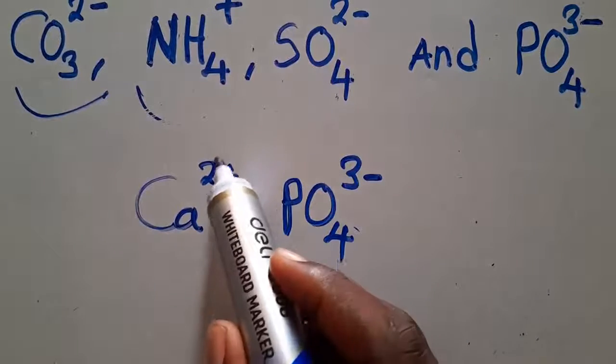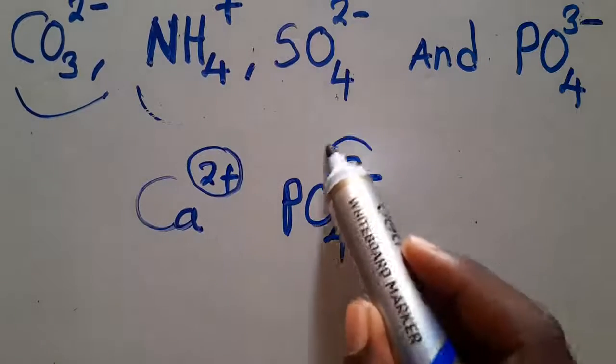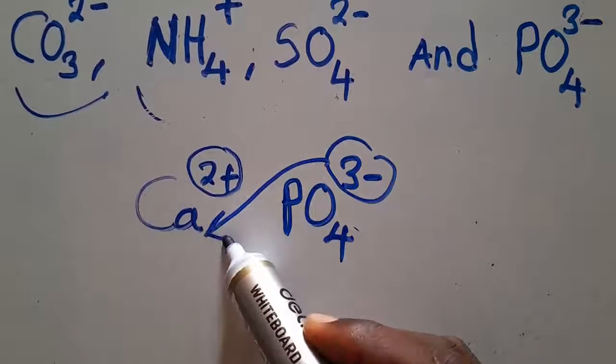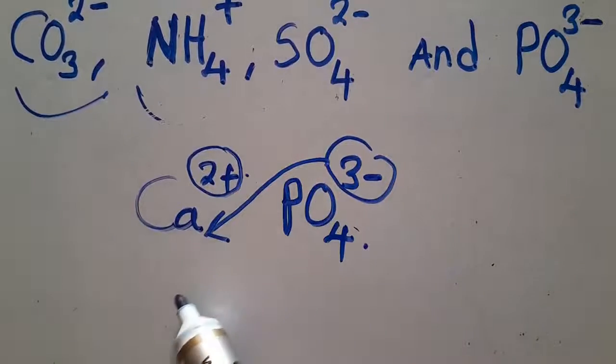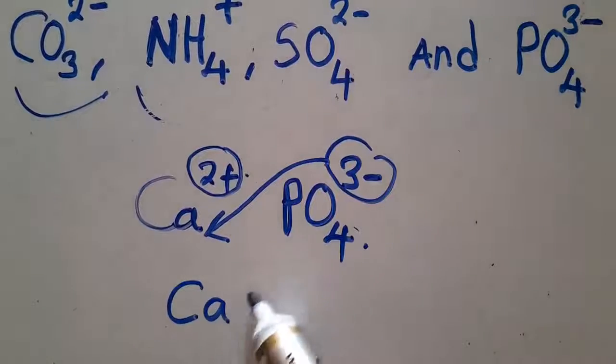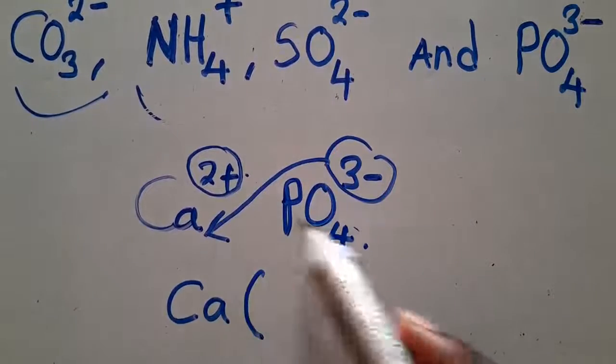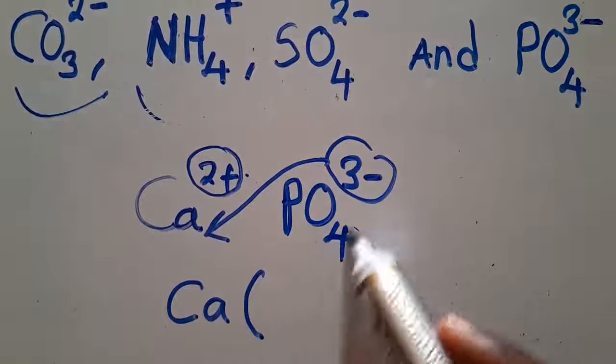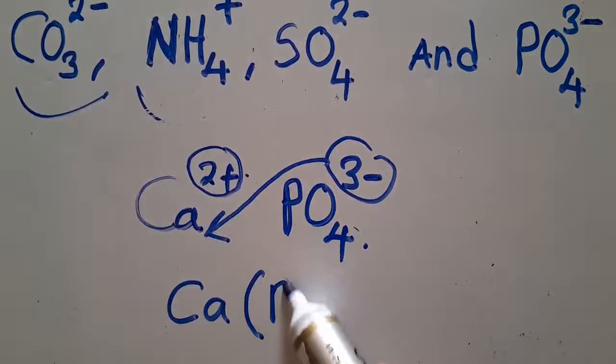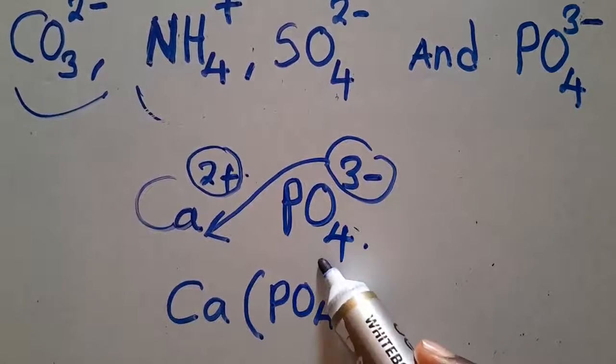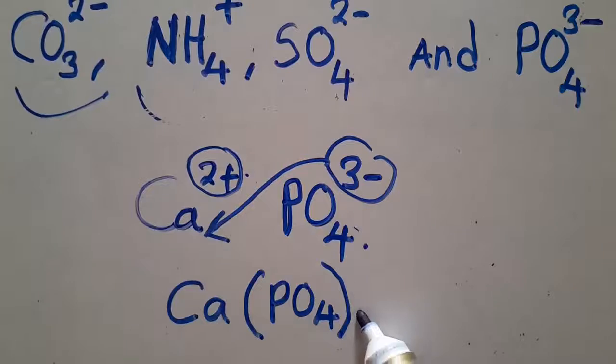So I've said that the valences are going to interchange. This 3 comes there. This 2 goes there. So we are going to have calcium like this. Then since when this one comes here, there's going to be a change, I'm going to write it in brackets like that. I do this. Then the 2 comes there like that.